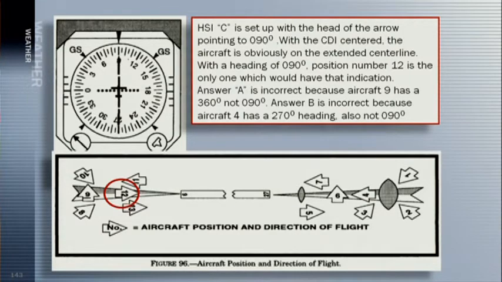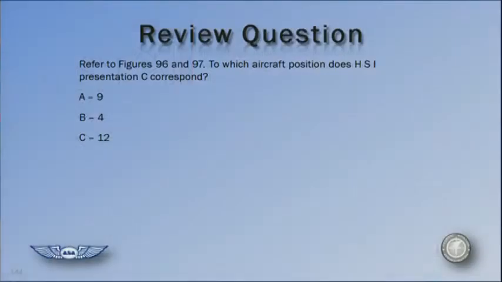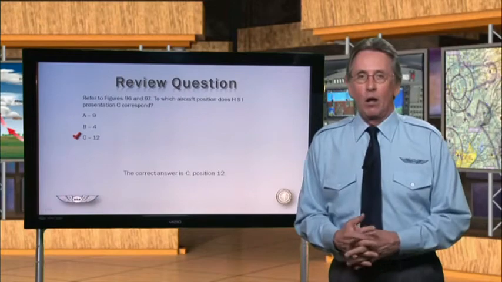HSI C is set up with the head of the arrow pointing to 90 degrees. With the CDI centered, the aircraft is obviously on the extended center line. With a heading of 90 degrees, position number 12 is the only one which would have that indication. Answer A is incorrect because aircraft 9 has a 360 degree heading, not a 90 degree. Answer B is also incorrect because aircraft 4 has a 270 degree heading, also not a 90 degree. So if we go back to our question and answer, the answer is C, position 12.